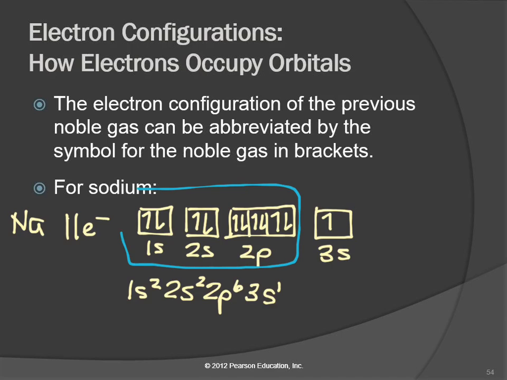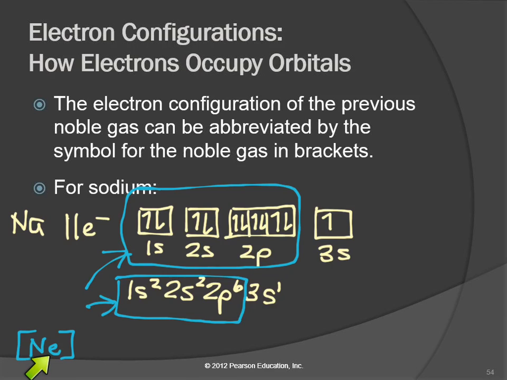Okay, so this part right here, how many electrons are represented in that part? 10 electrons. That's the same as the electron configuration for which element? For neon. Neon has 10 electrons. So this part here is equivalent to neon. So what we do is, instead of writing this part, we write neon in brackets. And so we say the electron configuration for neon, and then we just write this extra piece, 3s1.